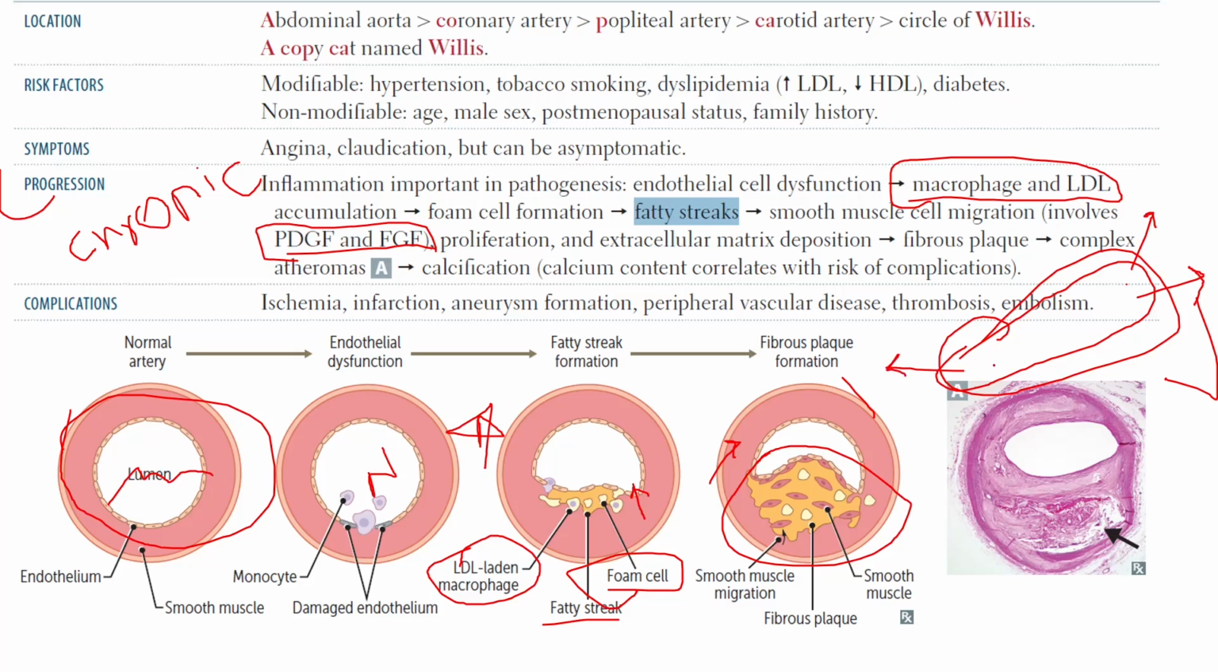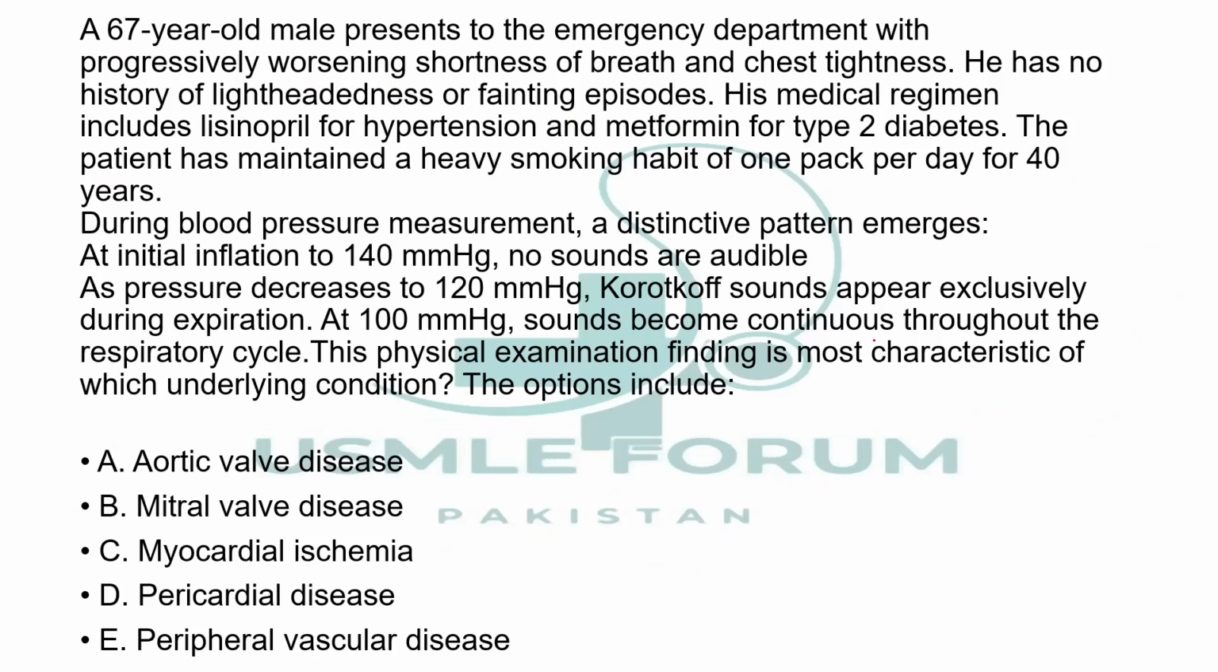It will not cause any muscle pain or any symptom that is covert or hidden, right? So going into this question again. A 67-year-old male in the emergency department has shortness of breath and chest tightness, and a history of lightheadedness and faint episodes. His medical regimen is lisinopril and metformin. The patient has maintained a heavy smoking habit.